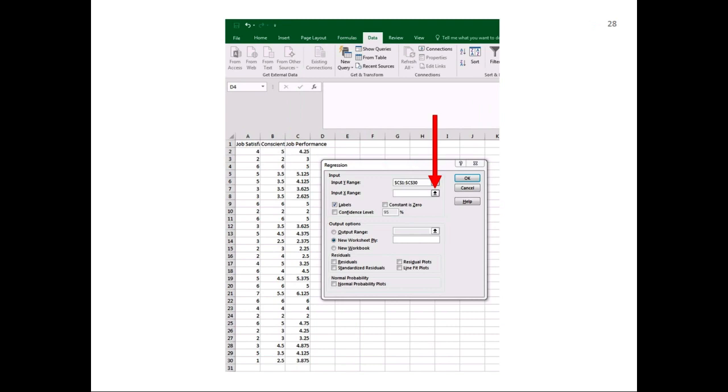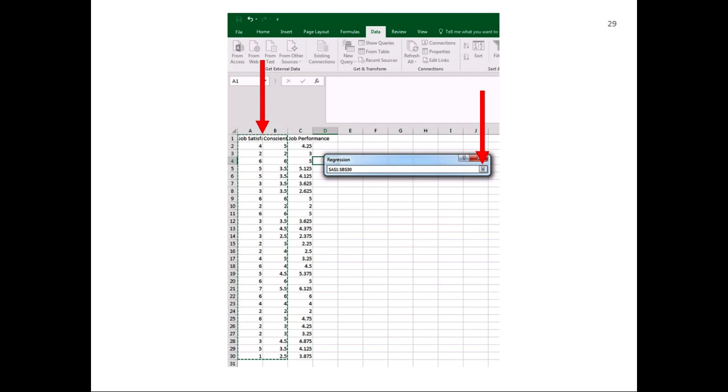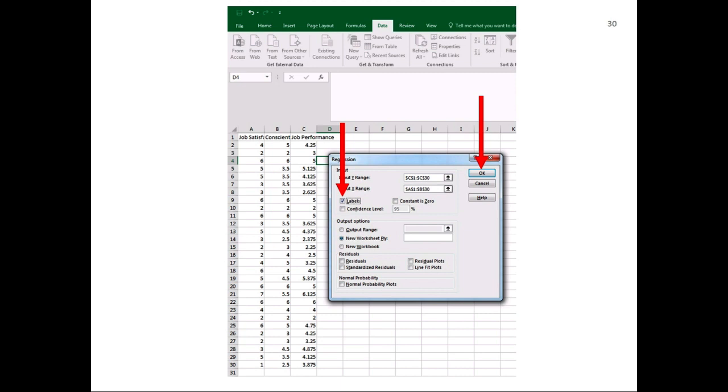Next, we want to tell it our predictor data. So we hit that highlighted button, the input X range button. And then we would highlight our predictor data. We would highlight job satisfaction and conscientiousness, both of them. And as you can see, I also highlighted the labels. You certainly need to go ahead and highlight those labels. Once we've highlighted all the predictor data and all the predictor labels, we hit that other highlighted button. Then before hitting OK, we make sure we have checked the labels box. Because we highlighted the labels, we should have the labels box checked. And then we push OK.